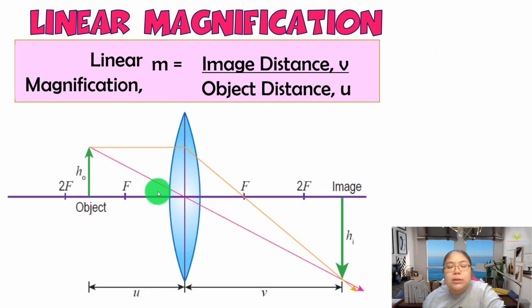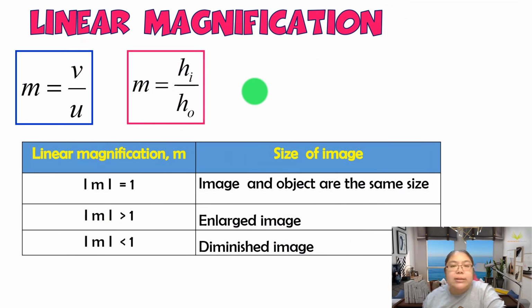Okay, besides using the formula just now, we can still find the linear magnification by using the distance: image distance over object distance. So remember, always use the image over the object. Just now it was the image height over object height. Now it's image distance over object distance. Now we're going to see the result after we get the answer for the magnification by using two different formulas. One is V over U, another one is HI over HO.